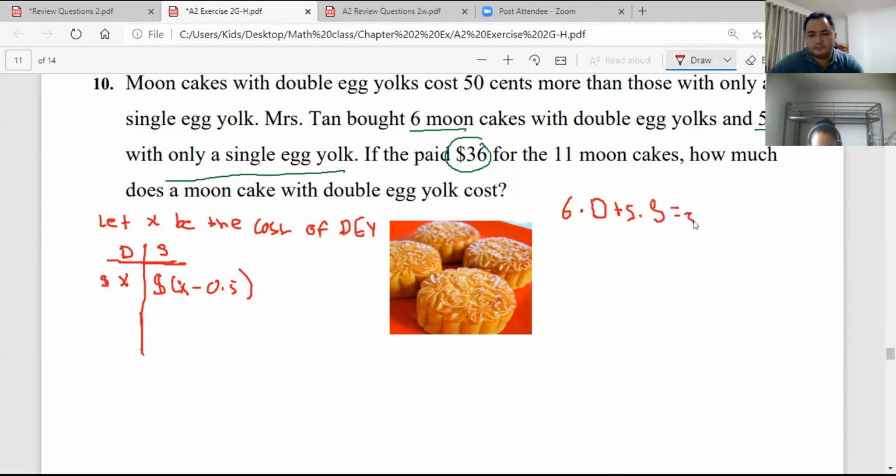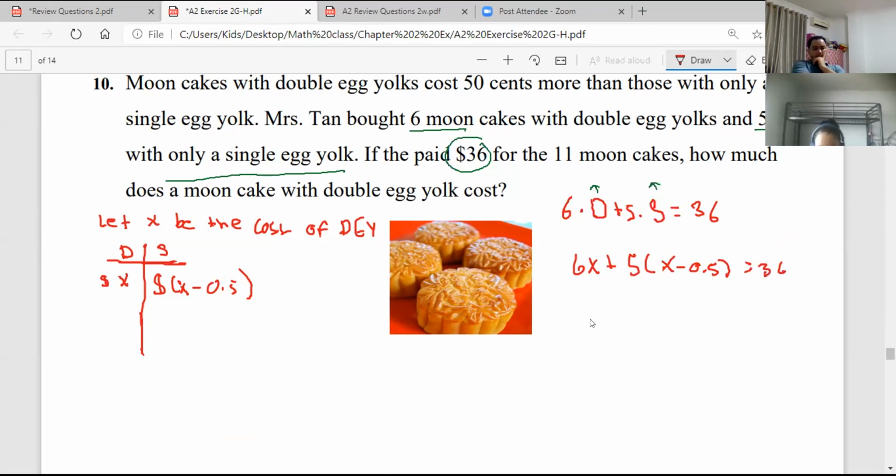Equals 30. So what is D here? What does it represent here? This D is the price of X double, right? Price of single. So that's 6x plus 5 times x minus 0.5 equals 36.